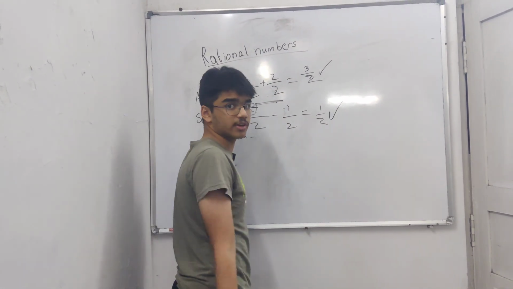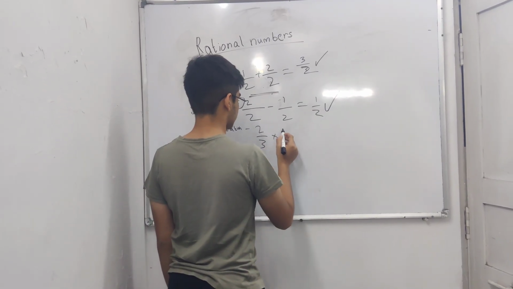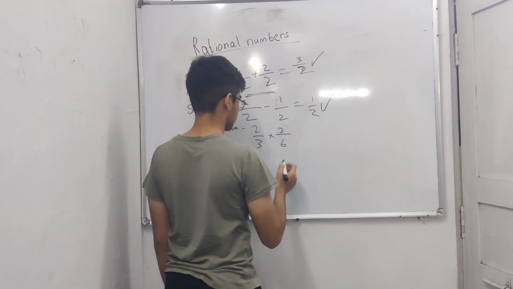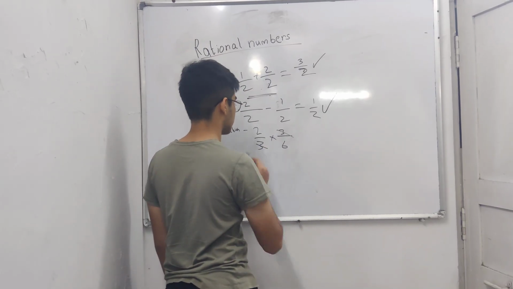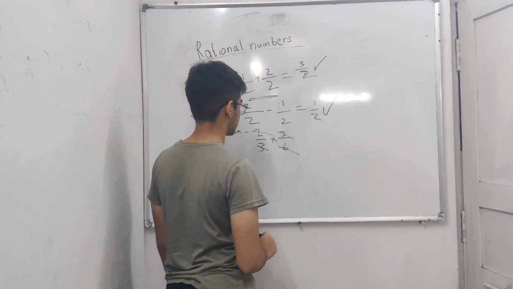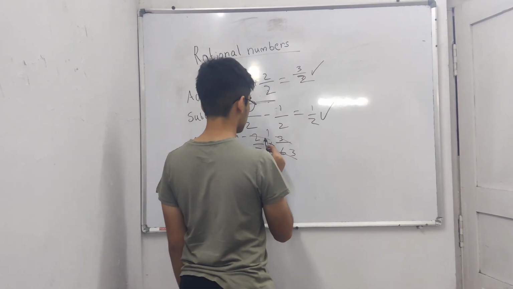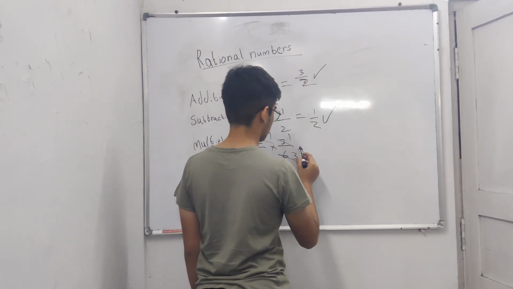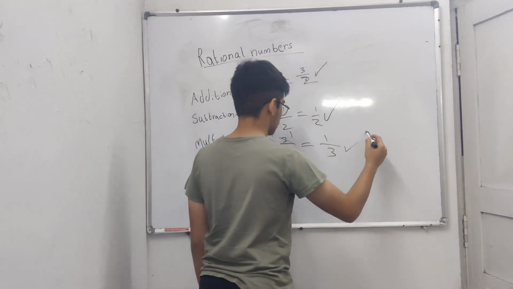But for multiplication, it's a different story. If we have 2 by 3 into 3 by 6, this gets a little bit complicated. First, we have to cancel the numbers out. So 3 and 3 cancel each other out. 2 and 6 cancel each other out. This is going to be 1, and this is going to be 3. So 1 times 1 is just 1. 1 times 3 is just 3. So the final answer is 1 by 3. So this as well checks out.